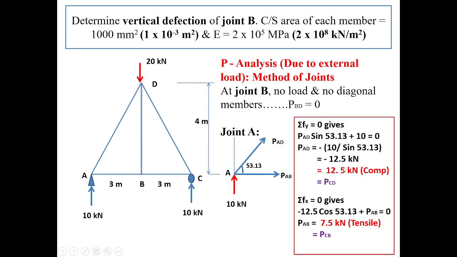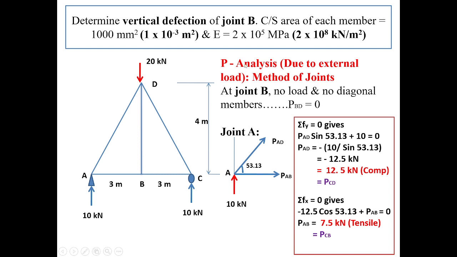Let me take a very basic and simple problem to understand this concept practically. So the problem is, for this given truss, determine vertical deflection of joint B, cross section area of each member is 1000 mm square and Young's modulus is 2 into 10 raised to 5 Newton per mm square. So first what we have to do is calculate the reactions. Now it is obvious that loading is symmetrical and therefore vertical reaction at A and vertical reaction at C are half of 20 kilonewton, that is 10 kilonewton and 10 kilonewton upwards.